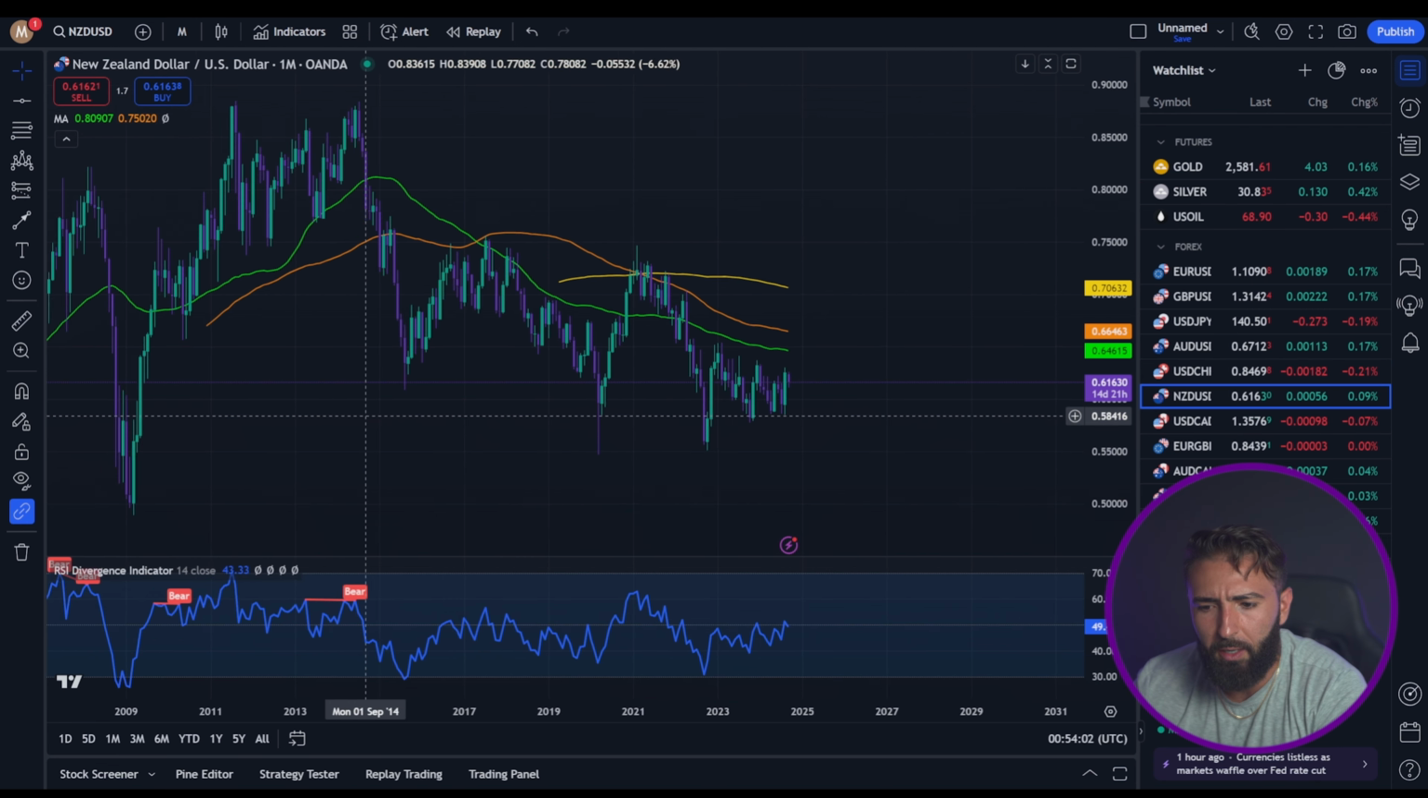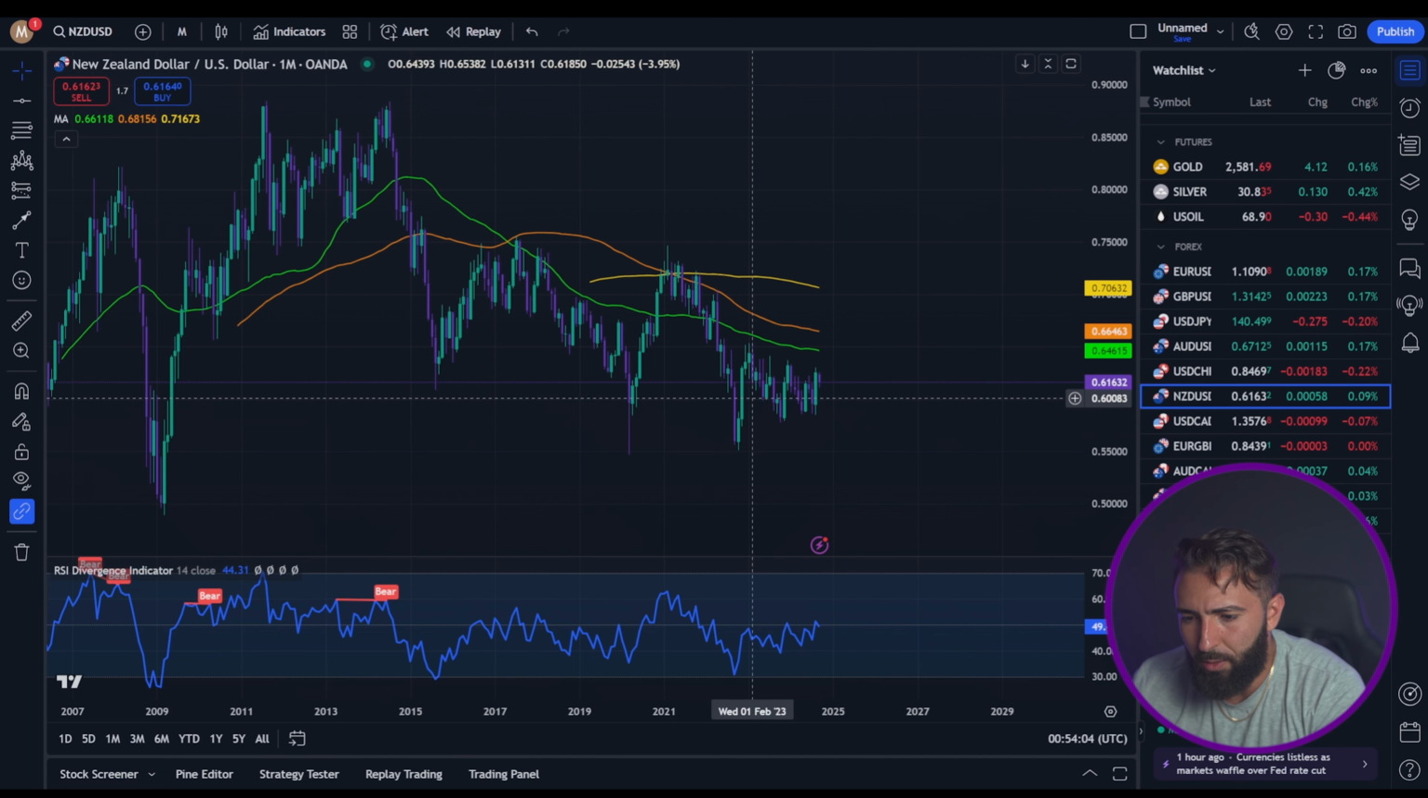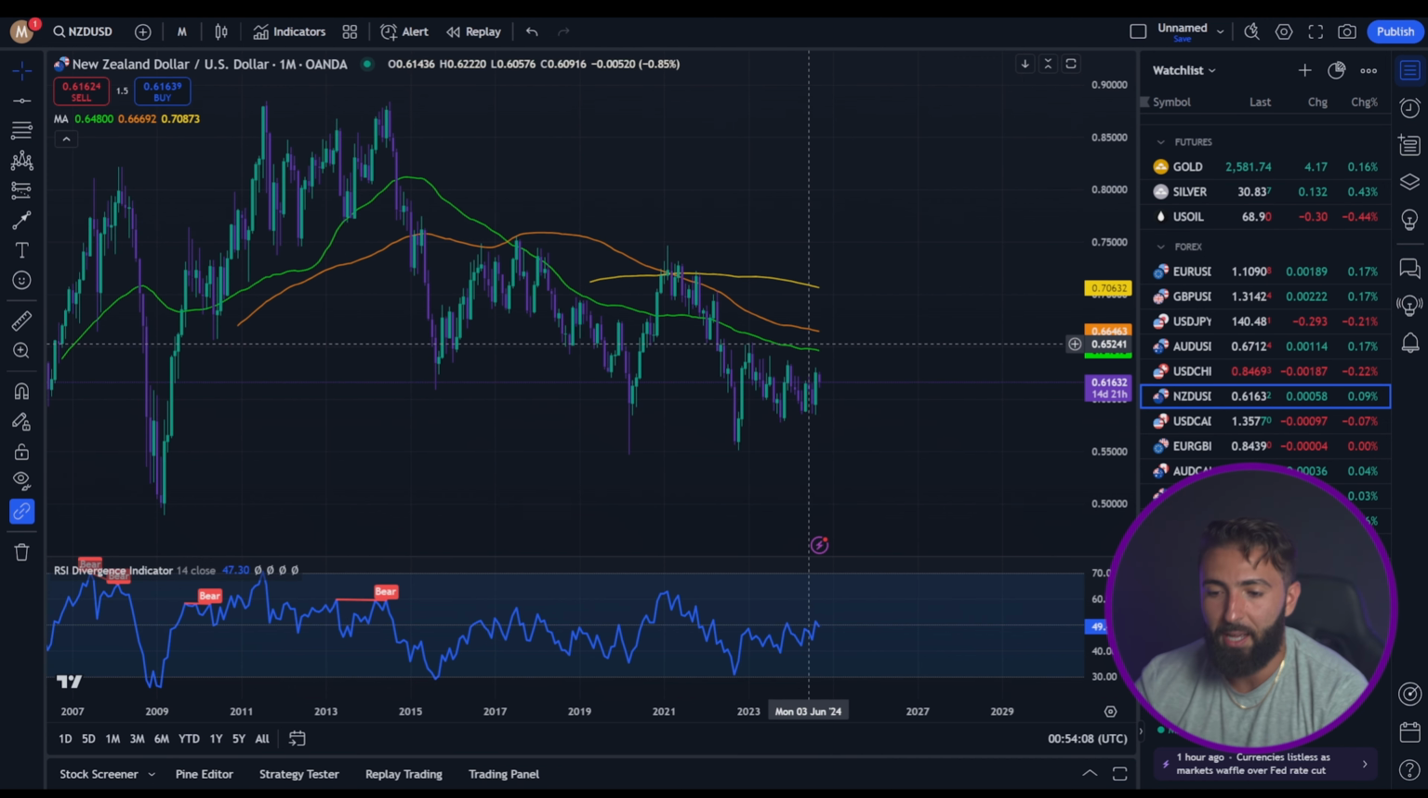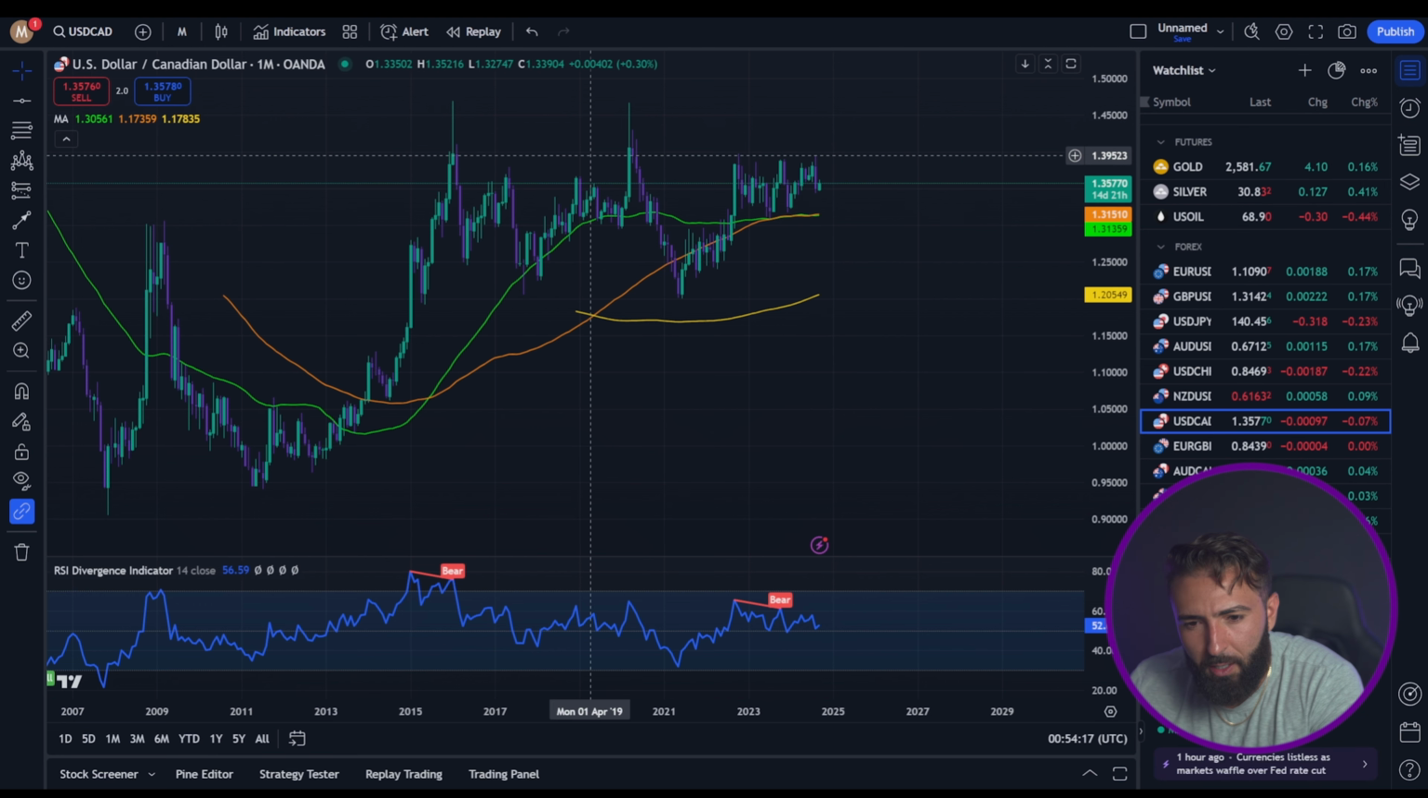All right, here we are on NZD USD. Way too choppy. I'm not even going to entertain this, but it is a downtrend, and when the moving averages are spaced apart, that means the momentum is very strong. But there's nothing here for me that I'm interested in.